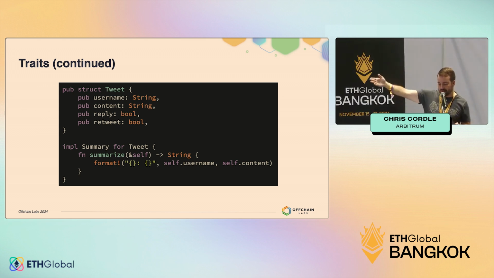All right? And this is an example of that in use, where I've got a Tweet struct with username, content, reply, and retweet. I'm then implementing the Summary trait for Tweet. Now that Tweet struct has that summary behavior. With an instance of Tweet, I can now call tweet.summarize and get the username and content back, printed to the console. That's essentially what this does right there.